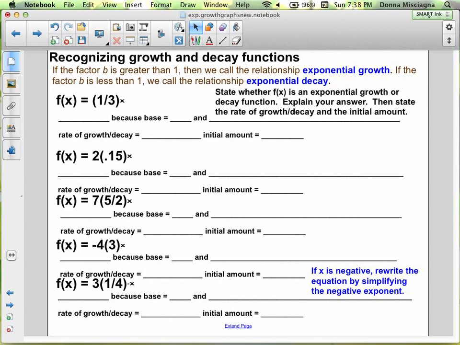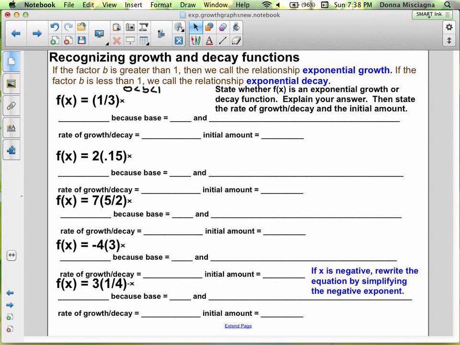If the factor b is less than 1, and let's clarify that, it's between 0 and 1, I'll fix that in your notes since I already have to fix one thing, we call the relationship exponential decay. All right, so we're going to state whether f of x is an exponential growth or decay function. We'll explain our answers and then state the rate of growth or decay and the initial amount. In your weekly work, you'll have something very similar to this. You can model your answers off of my answers.